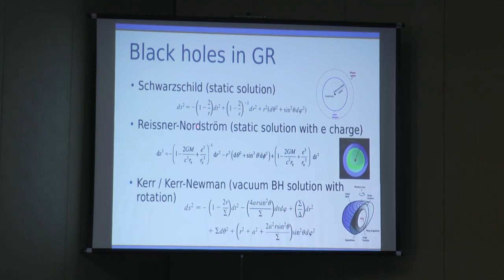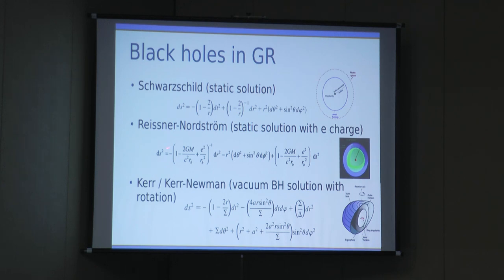The first one is a static solution, named the Schwarzschild solution. This static solution has a singularity at r equals zero, but we also have a horizon. This horizon is located at 2GM over c squared, or 2M. Here we use what in general relativity are called natural units, which make c equal 1 and G equal 1. Then you have an event horizon at 2M.